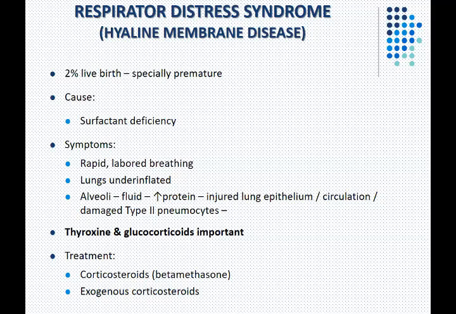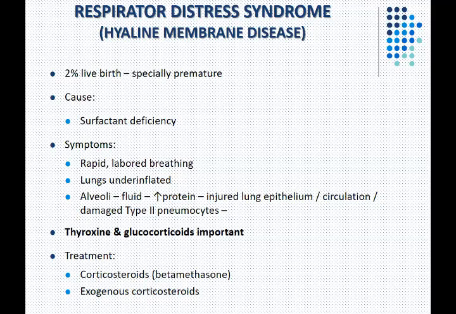ये fluid जो होता है, that is rich in proteins. ये proteins कहाँ से आती हैं? They either come from the injured lung epithelium. Lung epithelium की इंजरी की वजह से ये प्रोटीन्स रिलीज होती हैं, और इट कम्स फ्रॉम द सर्कुलेशन, और इवन जो आपके इंजर्ड टाइप 2 न्यूमोसाइट्स हैं, इनसे भी ये फ्लूइड आता है. और ऑब्वियसली जब टाइप 2 न्यूमोसाइट्स get injured, so they fail to produce adequate level of surfactant.